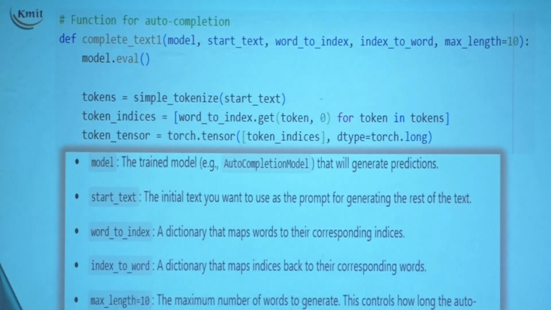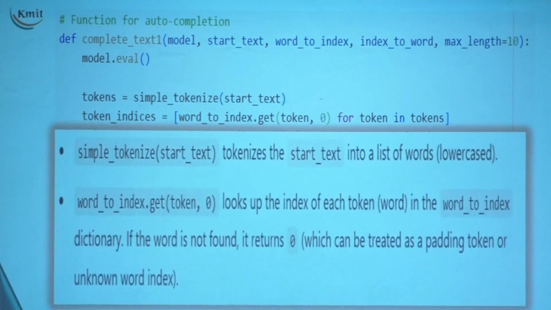You will give the start text, that is the text that you want to give as a prompt for generating your output. Word to index will map the word to their indices. Index to word will map back. Index to word we will use in generating output. Word to index you will use in taking the input. And then maximum length, as I told, will control how long your auto completion would be.